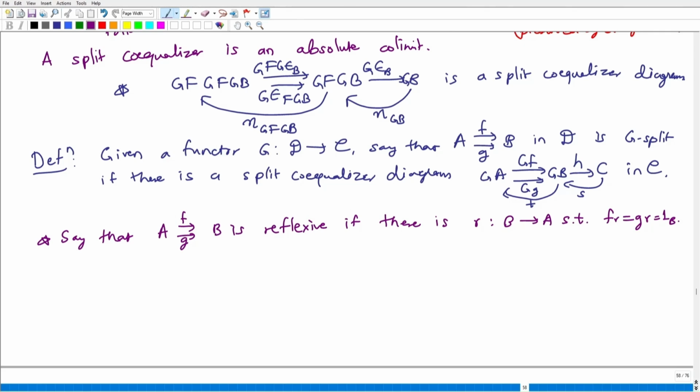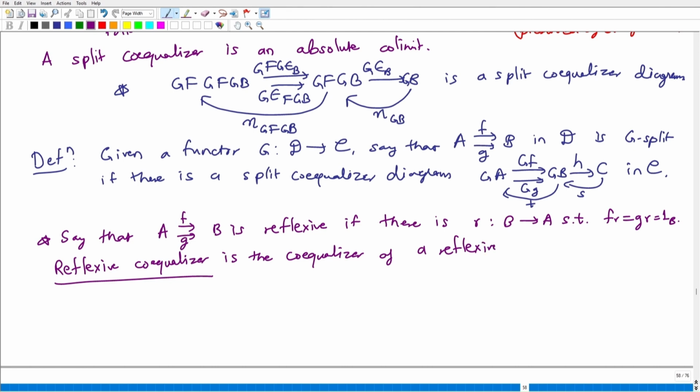Okay, so a reflexive coequalizer is the coequalizer of a reflexive pair. Yeah. So we are given a reflexive pair, take its coequalizer.